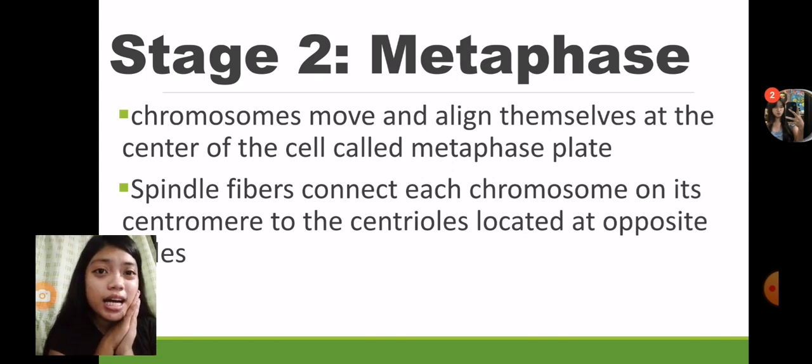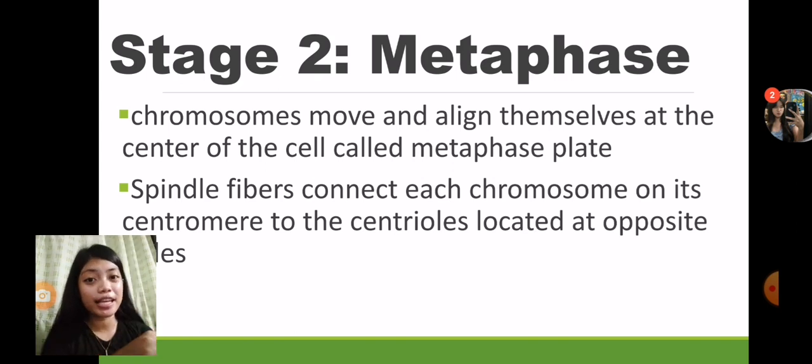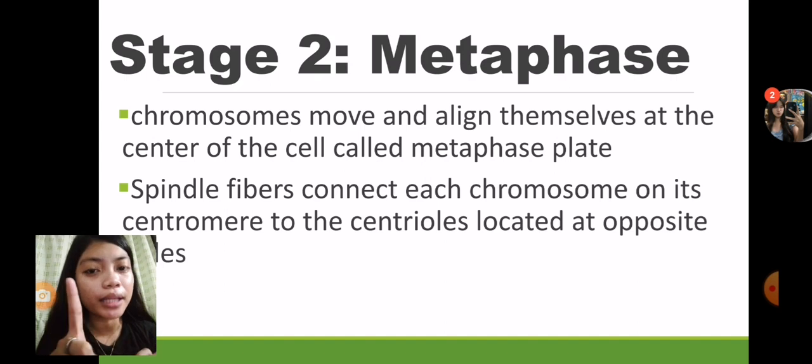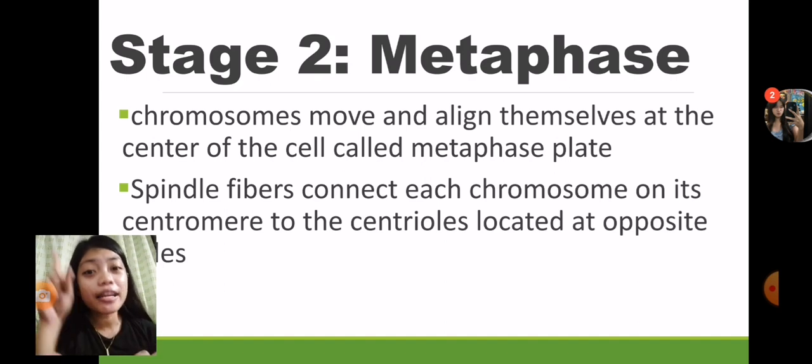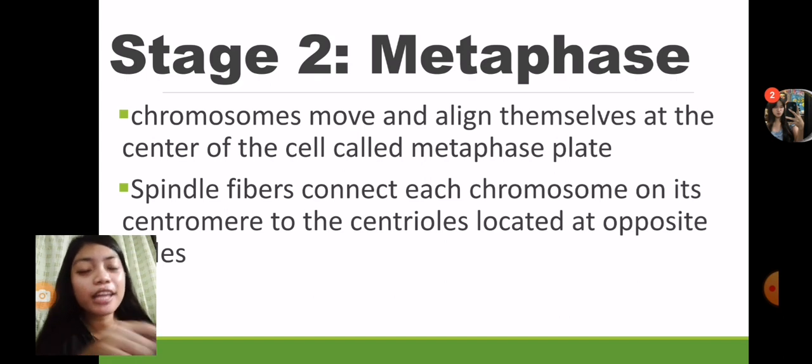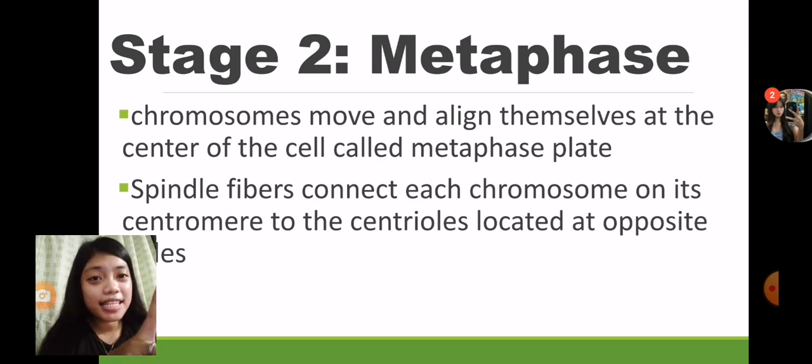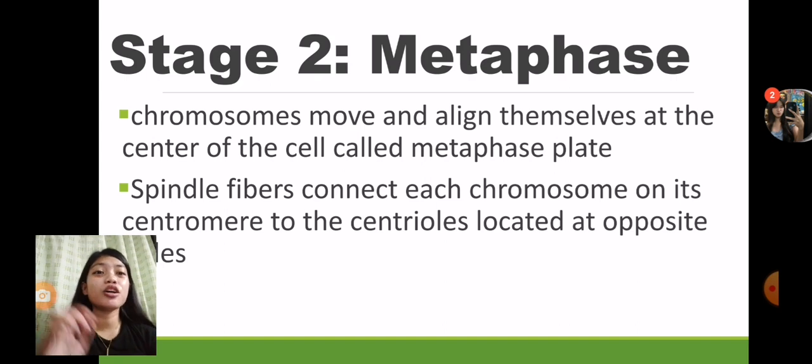Let's begin stage 2, which is the metaphase. Remember PMAT: prophase, metaphase, anaphase, telophase, and then cytokinesis. So, stage 2, metaphase. What we need to remember here is that the chromosomes move and align themselves at the center of the cell, called the metaphase plate.